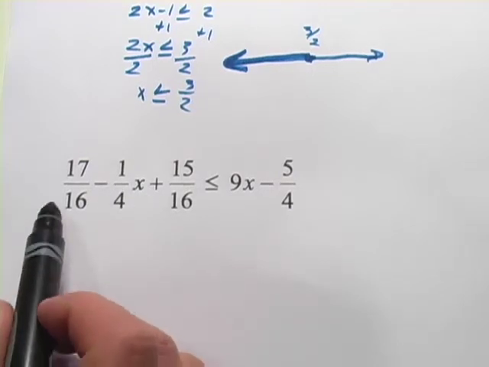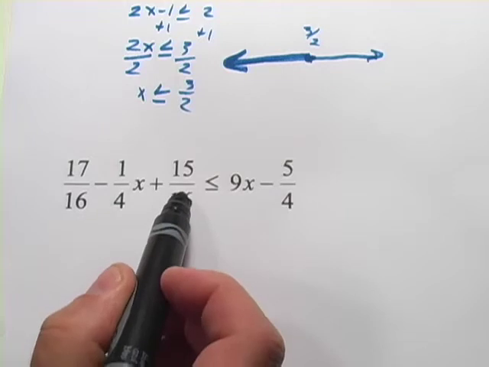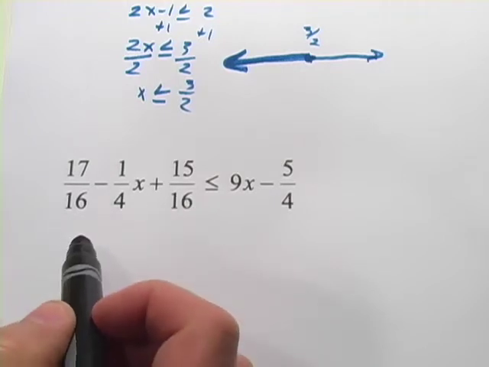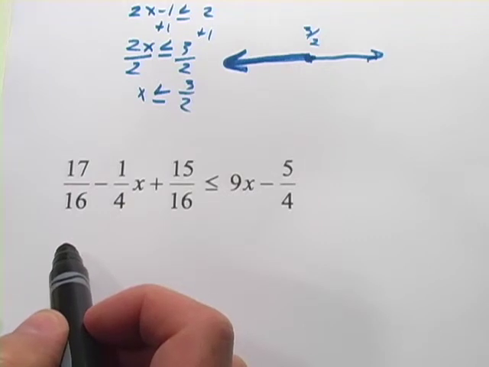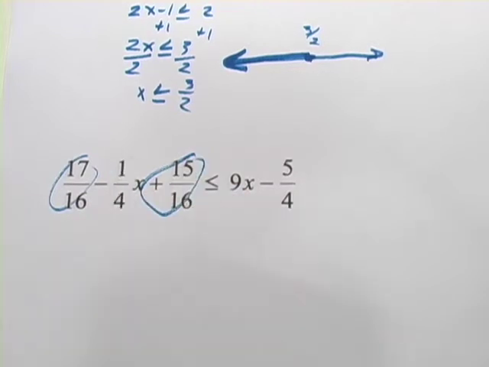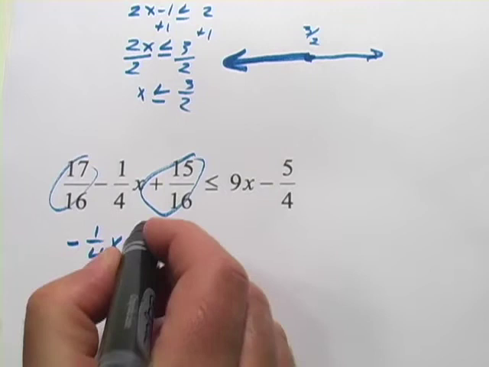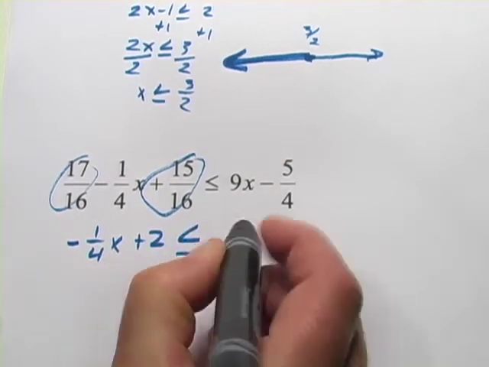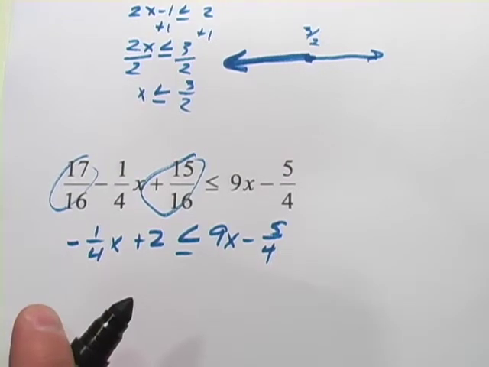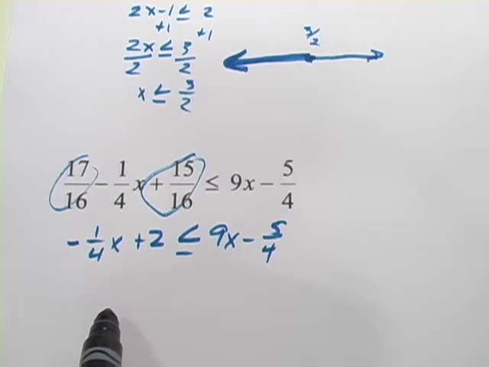What I notice here, if you combine like terms on this side, I've got 17/16 and 15/16, both positive. So if I were to add those together, I would get 32/16, which is actually the number 2. So this plus this equals 2. So let me rewrite that. I think that's going to simplify things quite a bit. Yeah, so that's a little bit better. We're not dealing with 16ths. We've only got fourths going on here now.